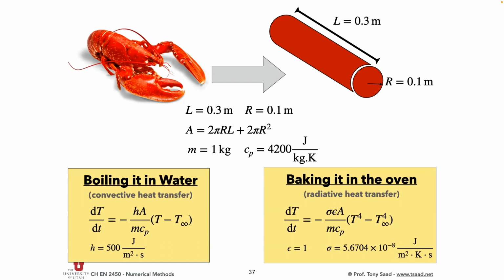Okay, so we want to solve these two equations and compare. Now plot the temperature versus time. We're going to see which one reaches our desired temperature, whatever, 85 Fahrenheit, 65 Fahrenheit, sooner. Once we solve it, that's really what we're interested in, right?